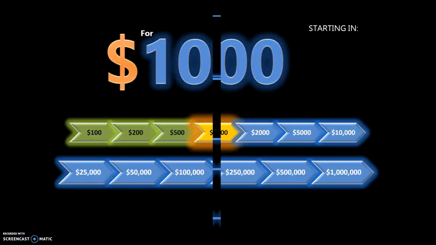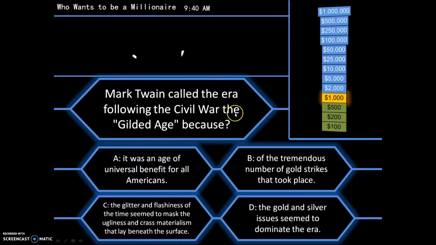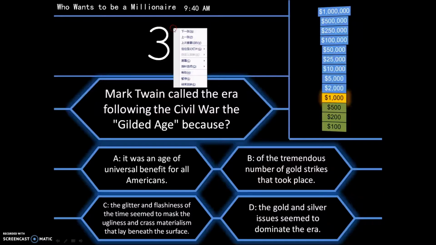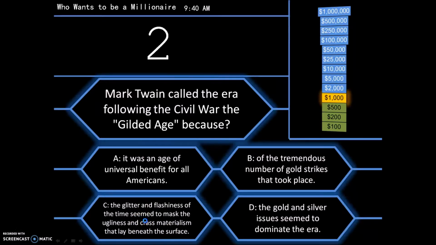Okay, so what's going on? Mark Twain called the era following the Civil War the Gilded Age because A. It was an age of universal benefit for all Americans, B. Of the tremendous number of gold strikes that took place, C. The glitter and flashiness of the time seemed to mask the ugliness and crass materialism that lay beneath the surface. D. The gold and silver issues seemed to dominate the era. And of course that is Gilded Age, this one, C.